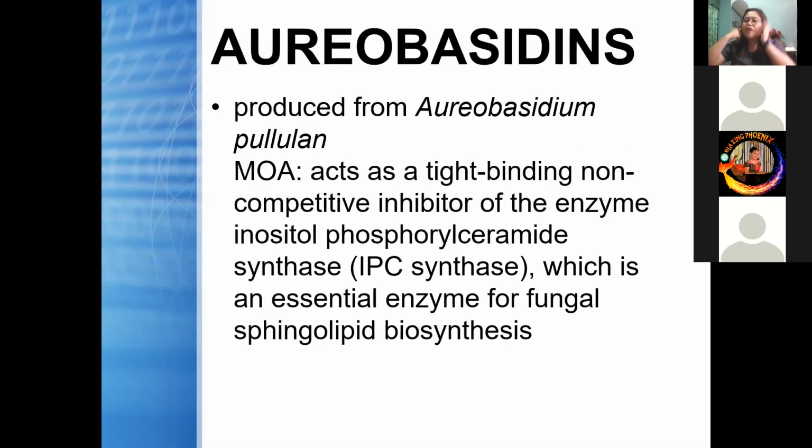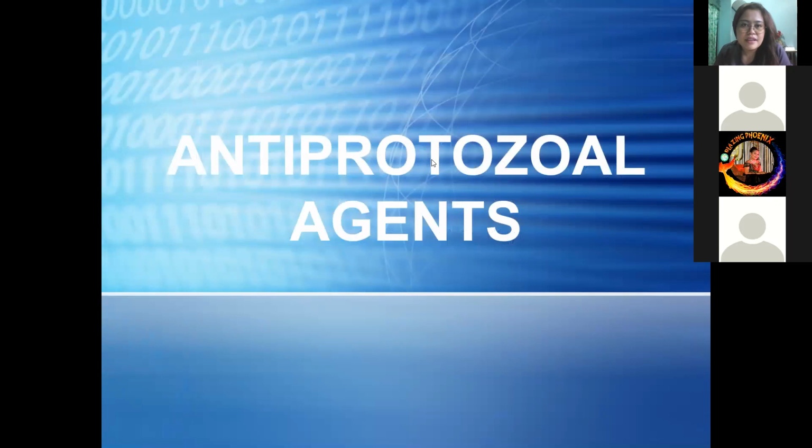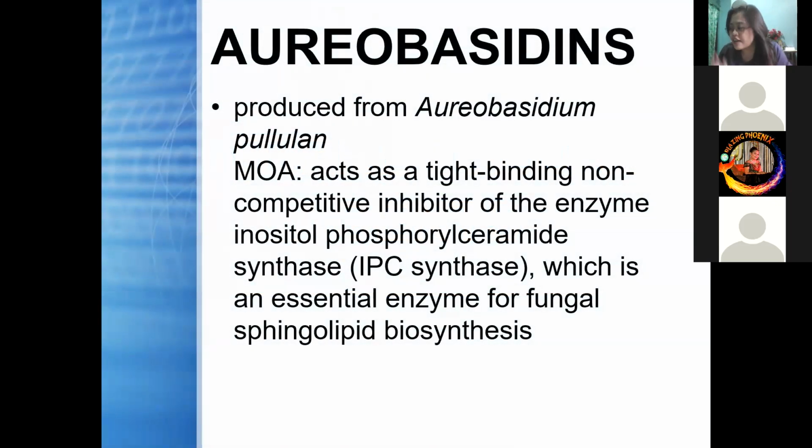And the Aureobasidins from the microorganism Aureobasidium pullulans. This is still under the echinocandins, though its mechanism of action is different. Its target is still an enzyme. Mostly with drugs, enzymes are the target. The Aureobasidins target the inositol phosphoryl ceramide synthase, or the IPC synthase enzyme. This is an enzyme essential for the synthesis of the sphingolipids in fungi. Okay? So its target is the sphingolipid. Questions? That is the last class of antifungals.